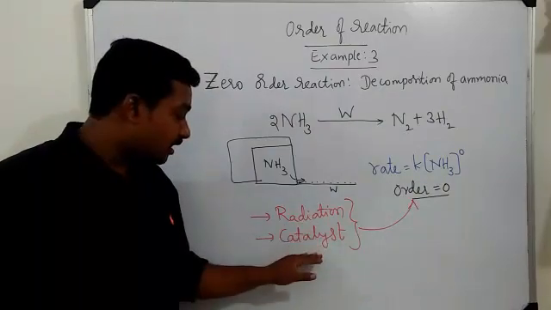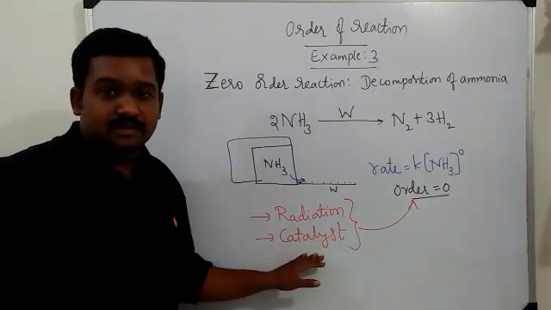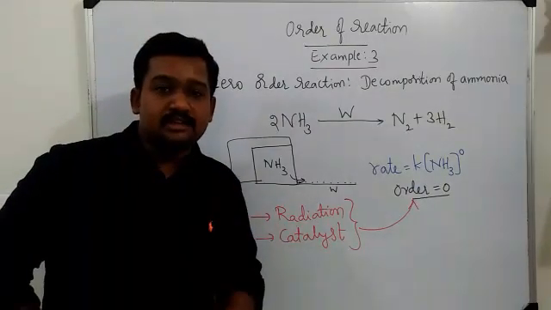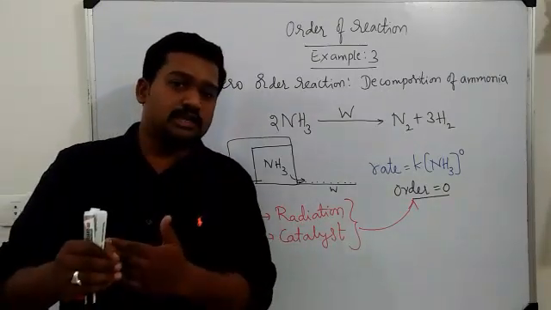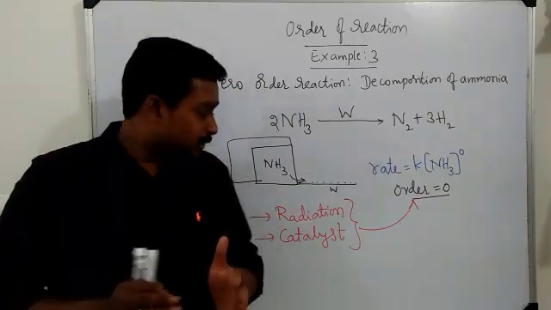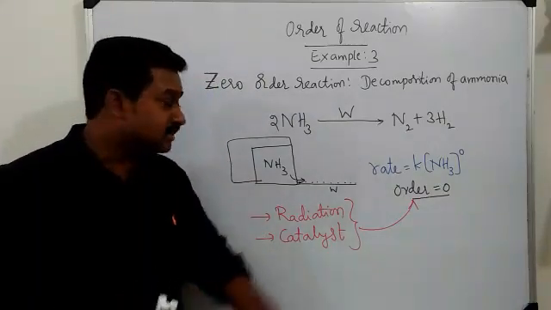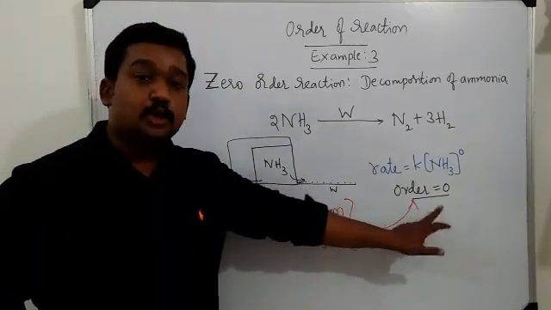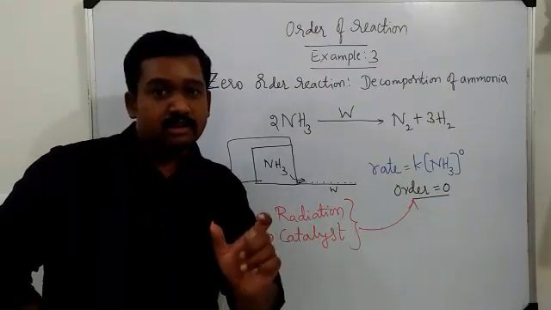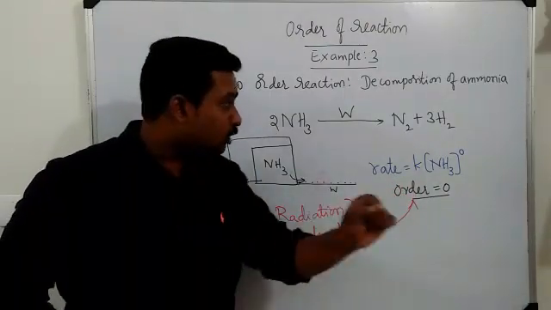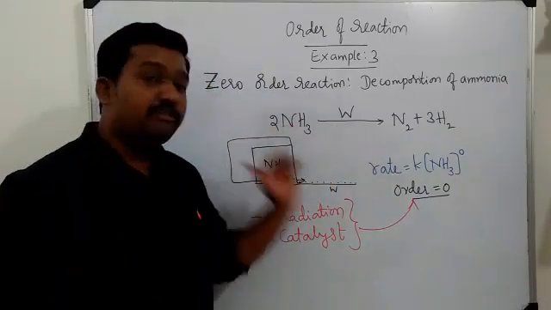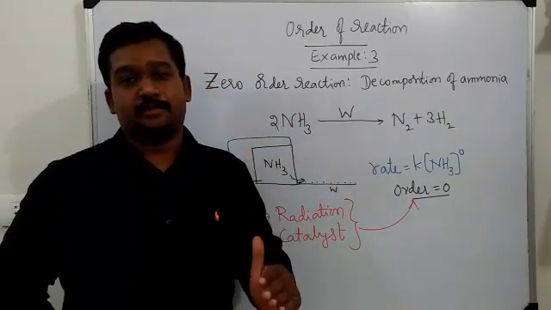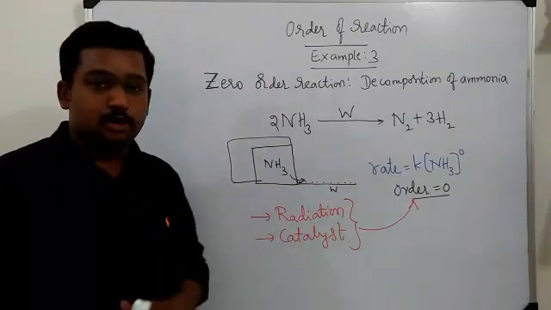radiation reaction or catalytic reaction. Any reaction involving a catalyst or radiation. Radiation involving reactions are also called photochemical reactions. So photochemical or catalytic reactions are usually 0 order reactions. So whenever a reaction is given and on the arrow mark if they mention a catalyst, you have to understand that the reaction follows 0 order. So this is the example of a 0 order reaction.